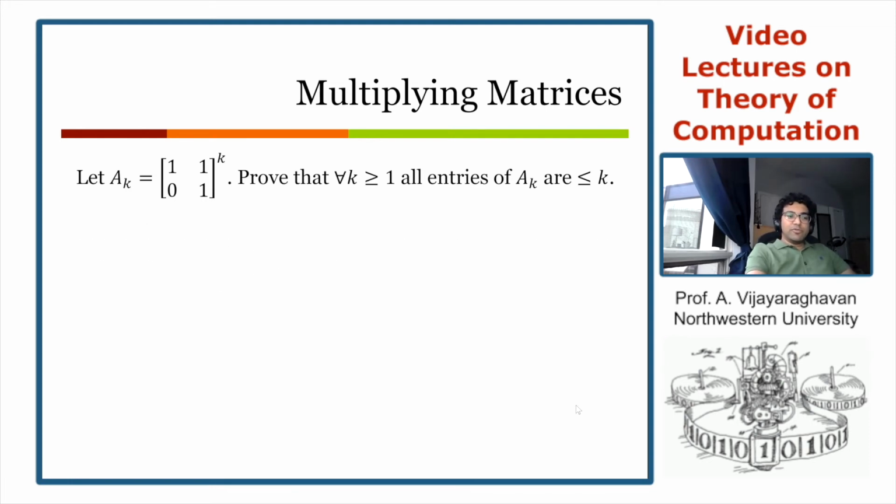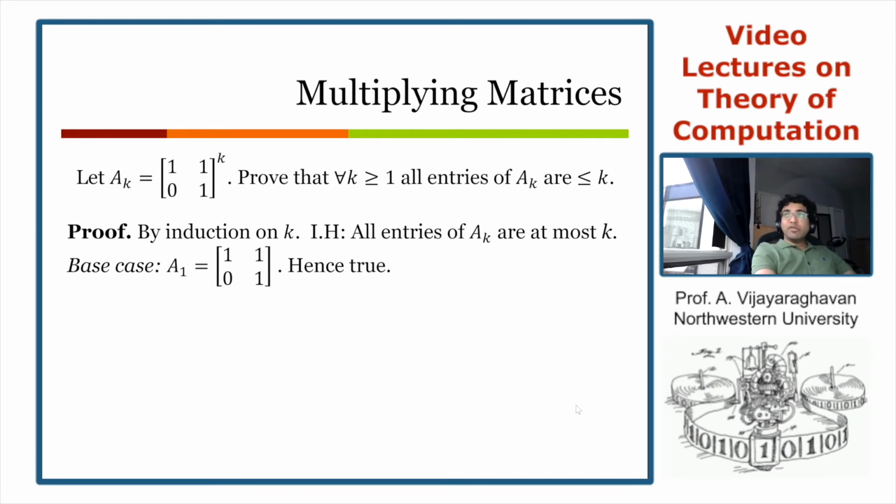The goal is to prove that for this particular matrix, if you look at the kth power, all the entries of this matrix are at most k. Now we'll try to prove this by induction on k. So what's the obvious induction statement? The predicate P of k is just the statement that all entries of A^k are at most k.